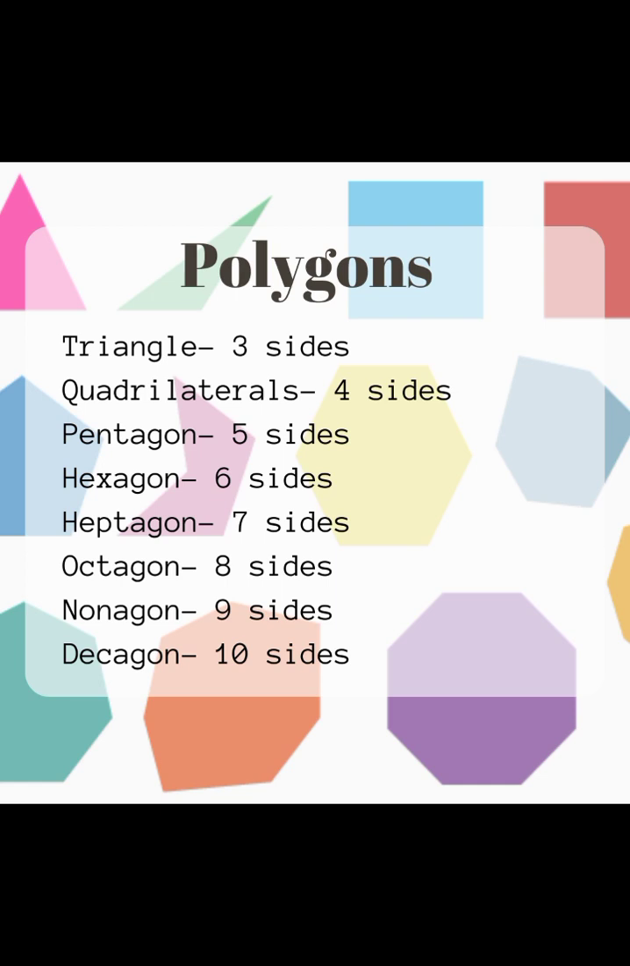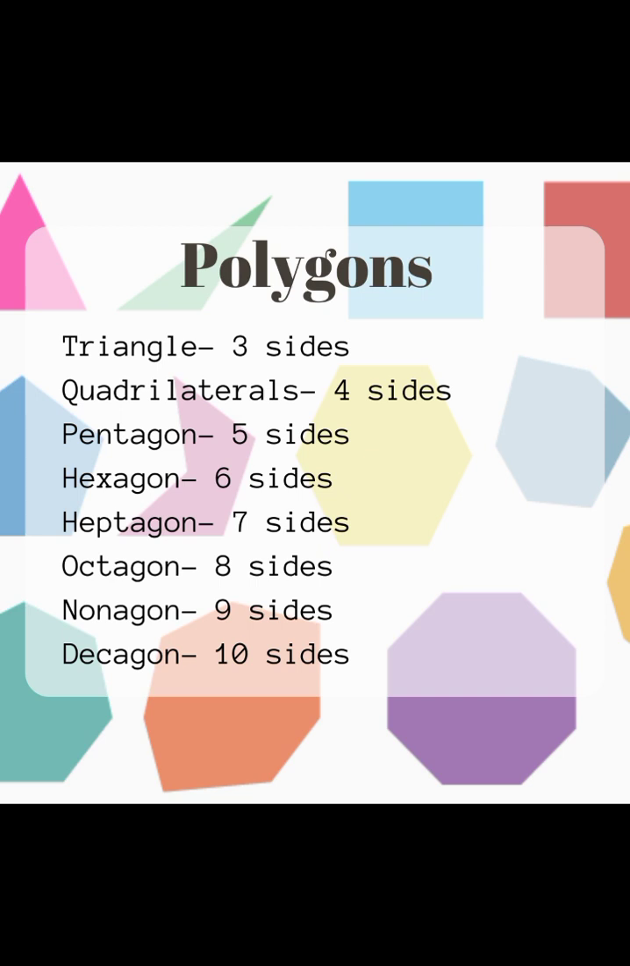A 4-sided polygon is called a quadrilateral. A 5-sided polygon is called a pentagon. A 6-sided polygon is called a hexagon. A 7-sided polygon is called a heptagon. An 8-sided polygon is called an octagon. A 9-sided polygon is called a nonagon. A 10-sided polygon is called a decagon.